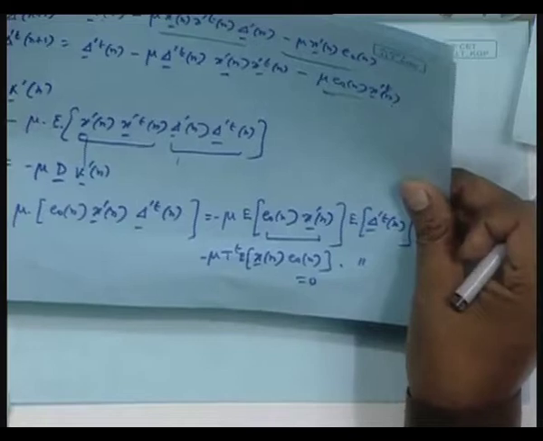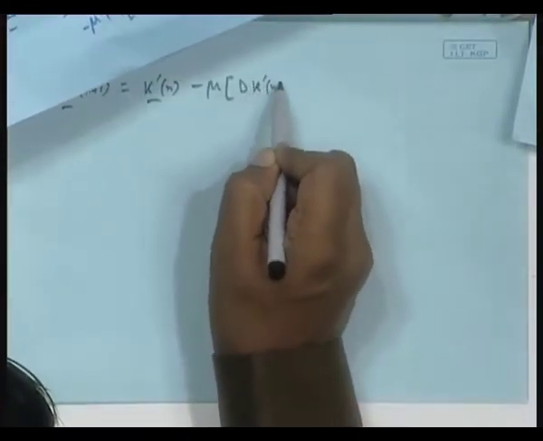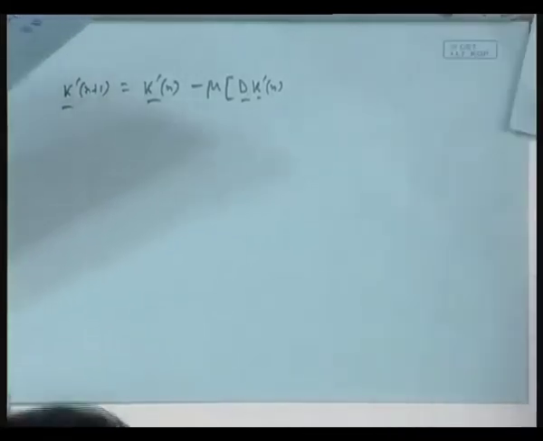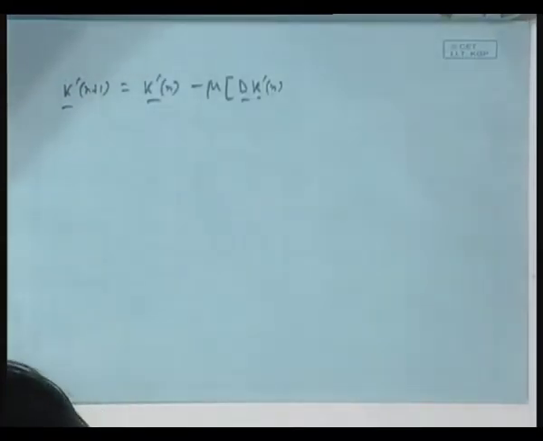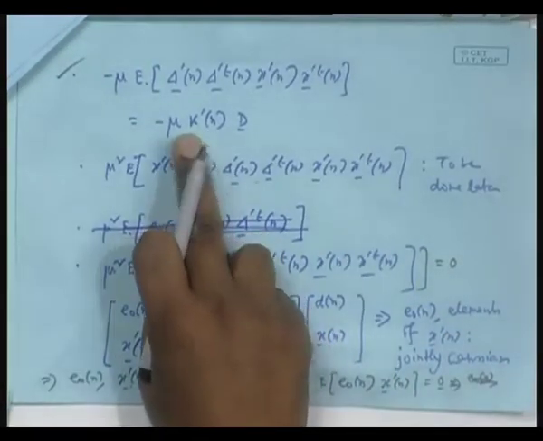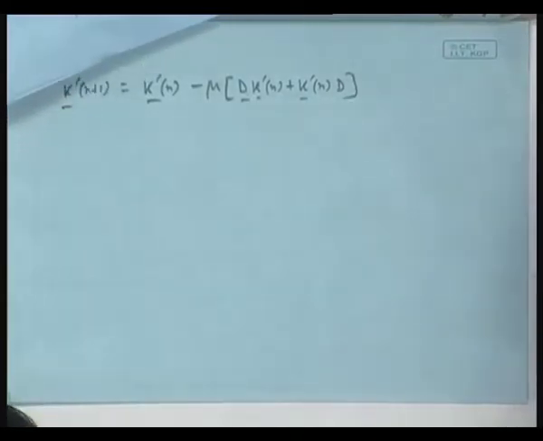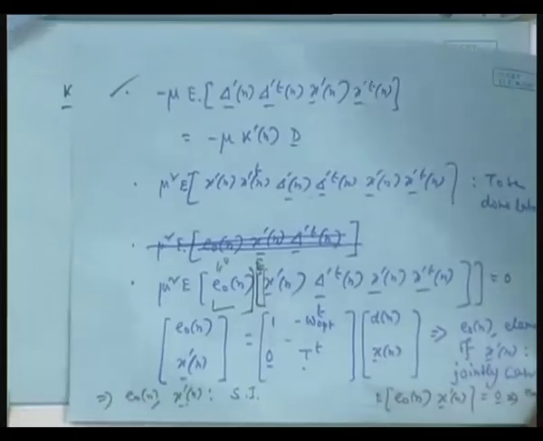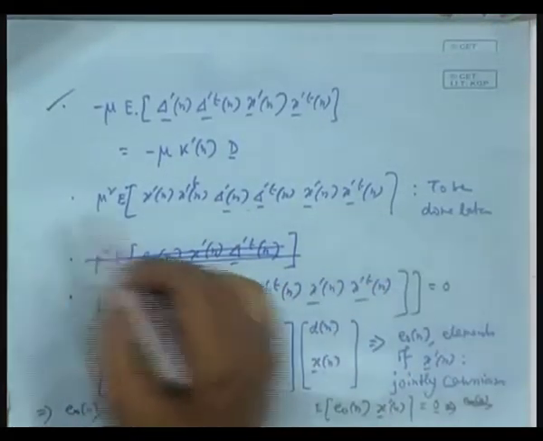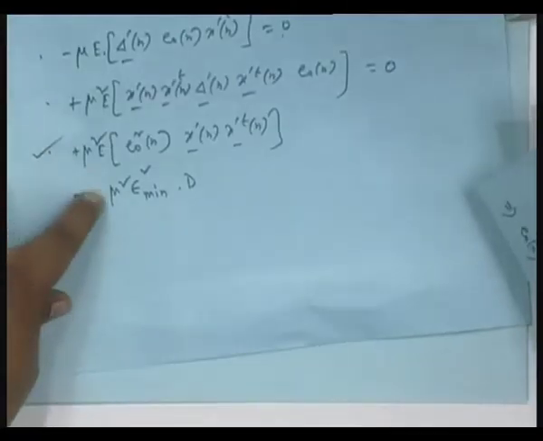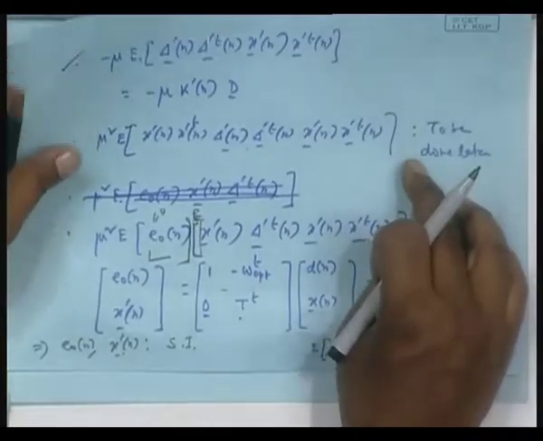Just a minute. D k prime n, then this term d k prime n and k prime n d, both with mu and minus sign. Others are zeros. And then I said to be done later, this one and this one, last one. So, the one which I said to be done later, now I know what it is.